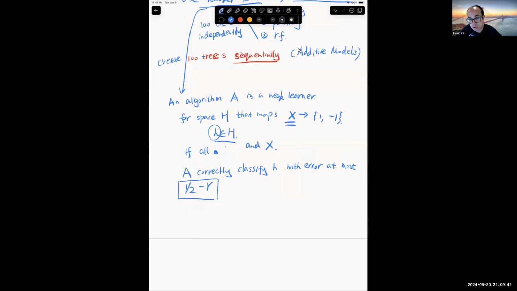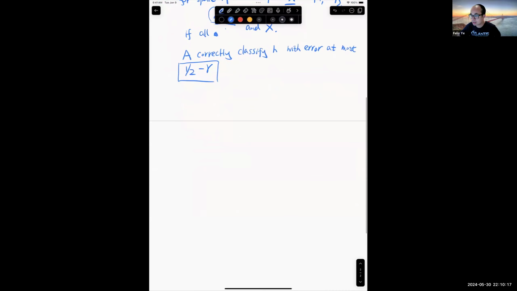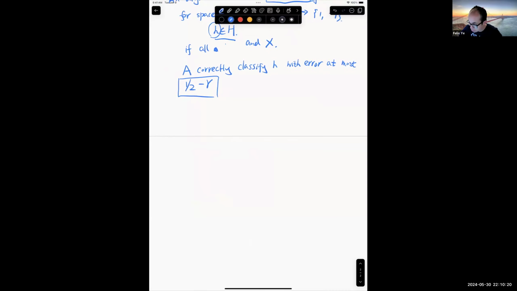This will be considered a weak learner. If the error is precisely equal to half, that would be no learning at all, because that would be basically the same as flipping a coin. But since this is a weak learner, it actually still learns something. That means the error that we make is half minus gamma, which is slightly better than random guessing. Let me write out what the sequential additive model is working on.